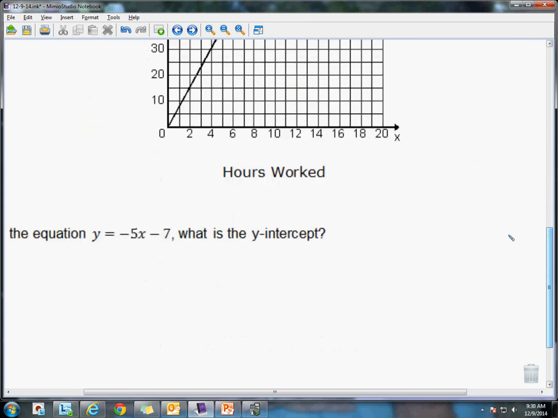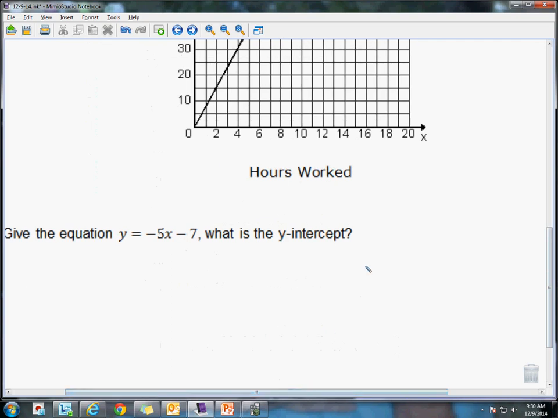Number 2, it says given the equation y equals negative 5x minus 7, what is the y-intercept? So this is in slope-intercept form, y equals mx plus b. M stands for your slope, B stands for your y-intercept. So the question is asking what our y-intercept is. It's negative 7. The way that we will write it, it's an ordered pair, so it'll be (0, negative 7).